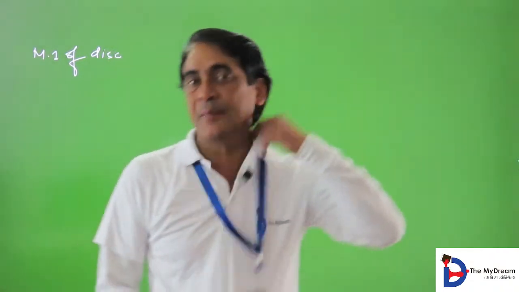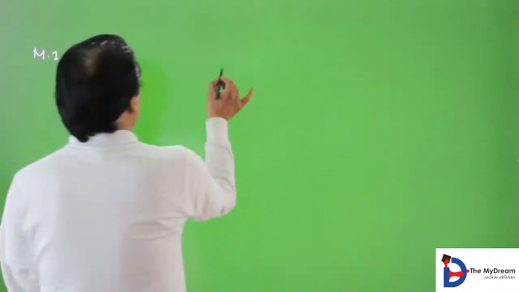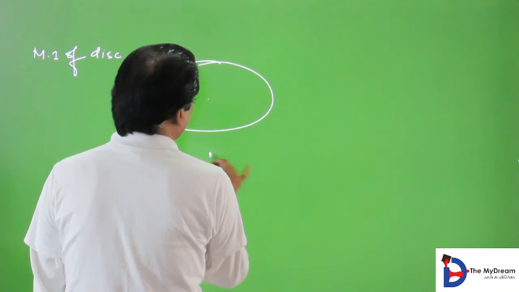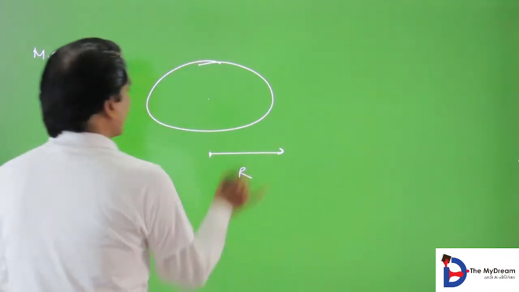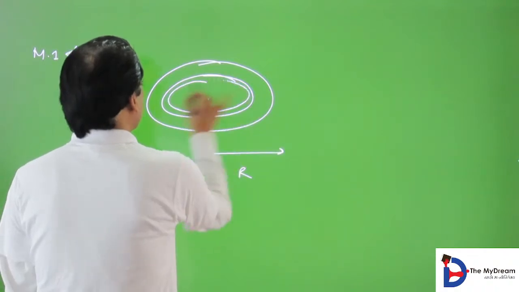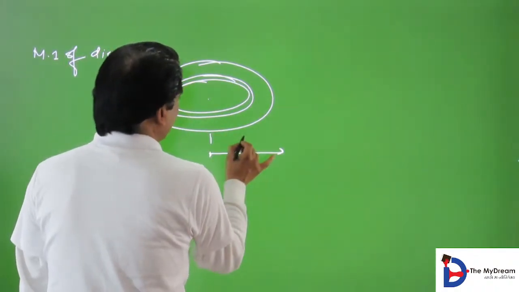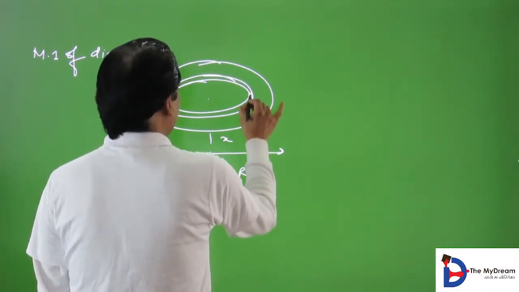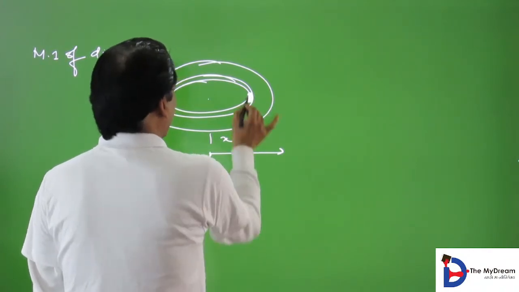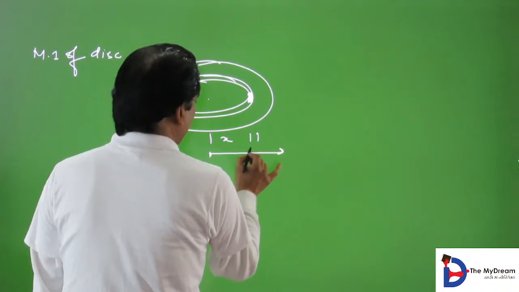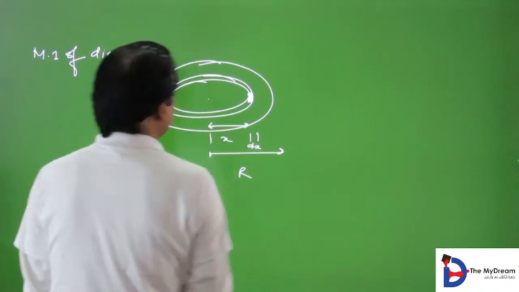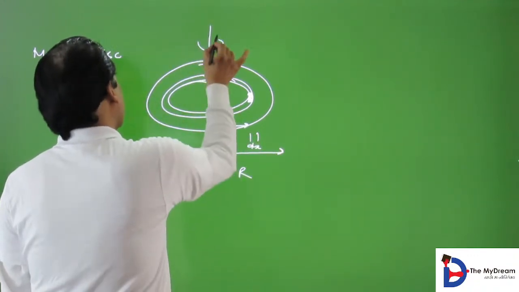Here we are talking about the moment of inertia of the disk passing through the center and perpendicular to its plane. This is a disk having the radius capital R, and you are using this element which is at a distance x. There is a small element, that is dx. This is x, and this is the axis of rotation.